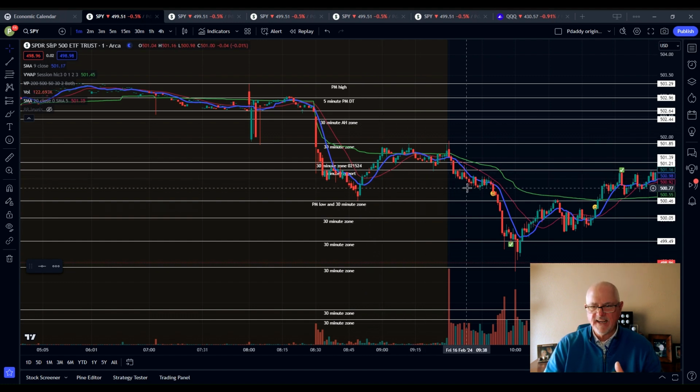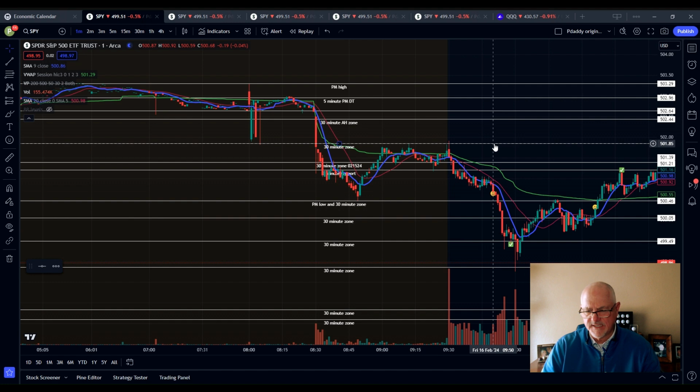So what did I do? I waited to kind of breach these areas down in here. Got a recapture of the 9 right in here at, let's see what time it's at, 9:50. So about 20 minutes after open, I took this candle down. I had levels that I was looking for.